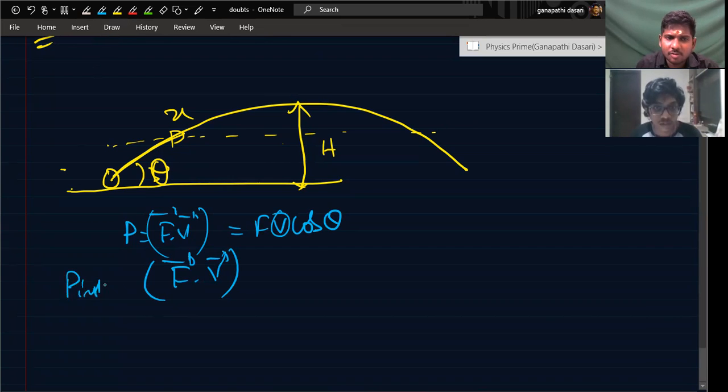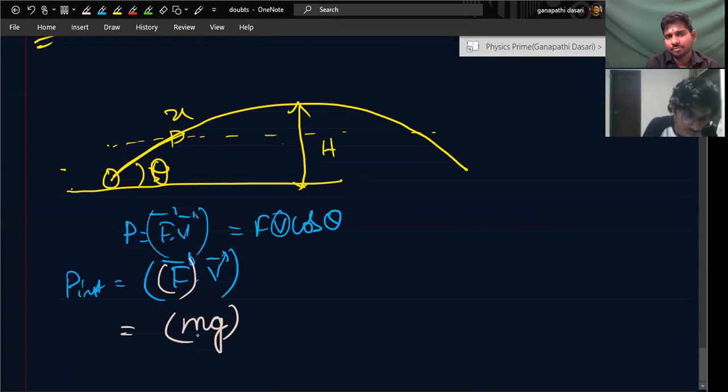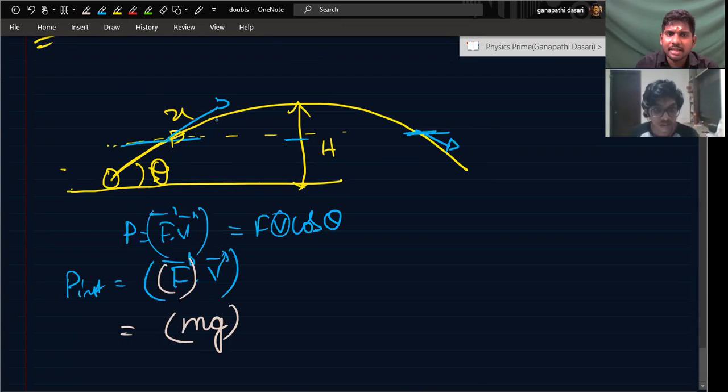Instantaneous power. Do you remember this formula? That force is constant, and that force is mg. But here you see there are two places where the velocity will be where the height is half of the maximum height. While coming down, one position will be there, while going up, one position will be there, right? While coming down the velocity will be like this, while going up the velocity will be like this.